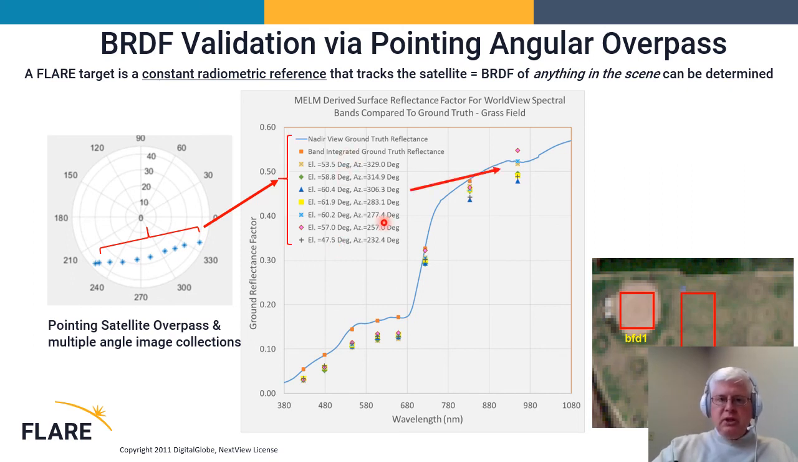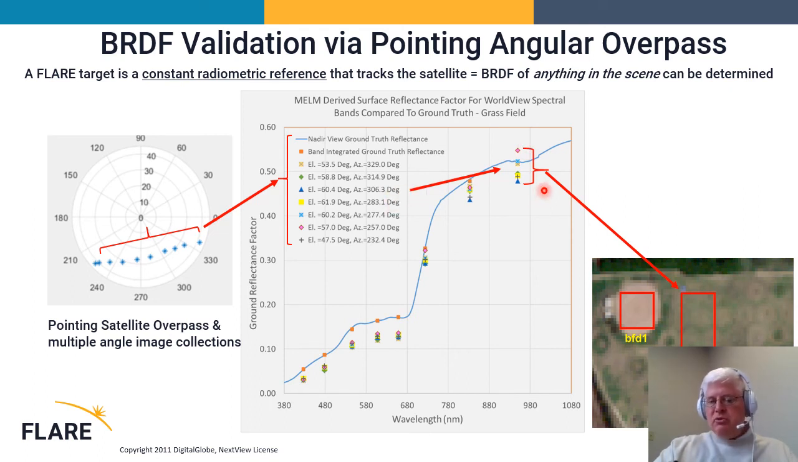That information then can be translated to direct reflectance information. And immediately what you see here, the blue line is the ground truth, but what we see with the angular overpass is there's some angular dependency of this native ground target here, this grass target. Not so much in the visible, but certainly in the near infrared, we start to see that really jump out. The reason why we can extract this is because the FLAIR system is tracking the satellite through this angular overpass, acting as a constant point source.